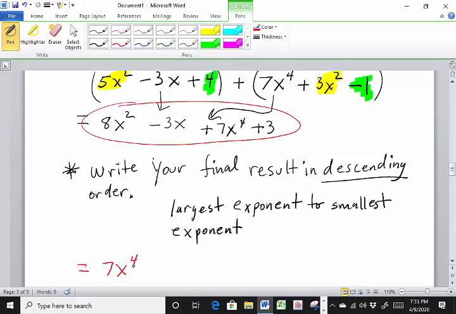Okay. Then the next largest one is x squared. So that's plus 8x squared. Then the next largest one is just x to the 1st power. So that's minus 3x. And then finally, our constant is going to be last. So this is written in descending order. Notice it goes 4, then 2, then 1, and then a 0 degree term right here. All right? Okay.